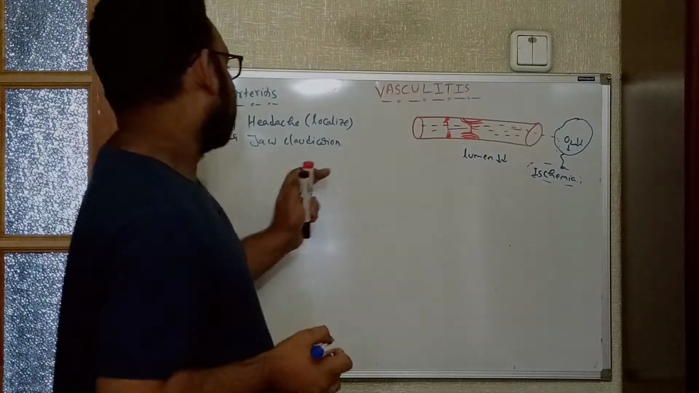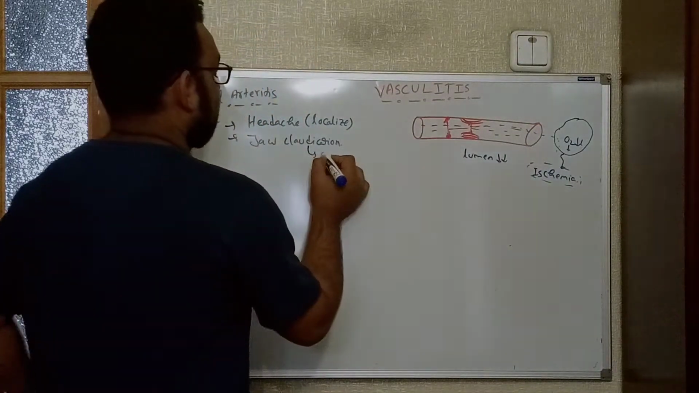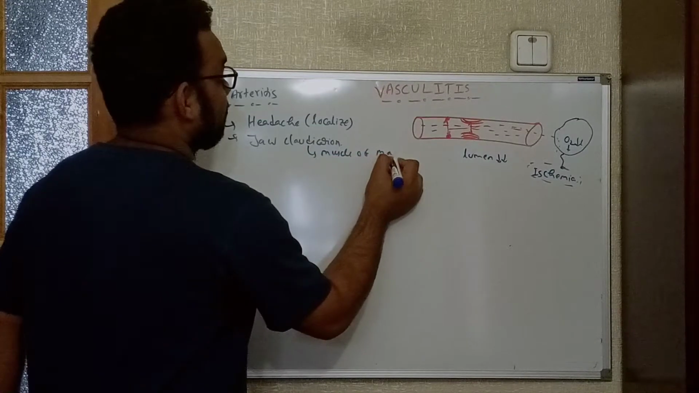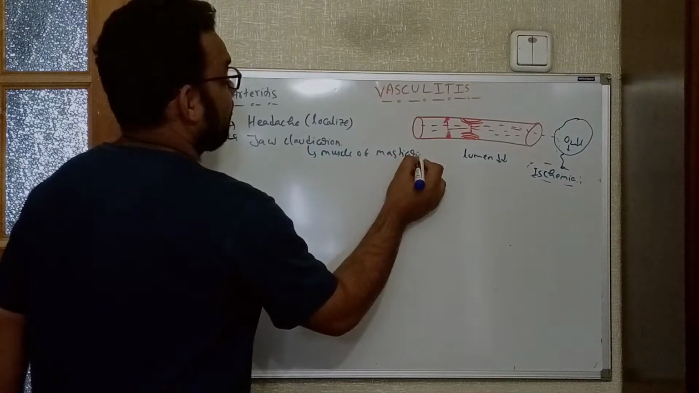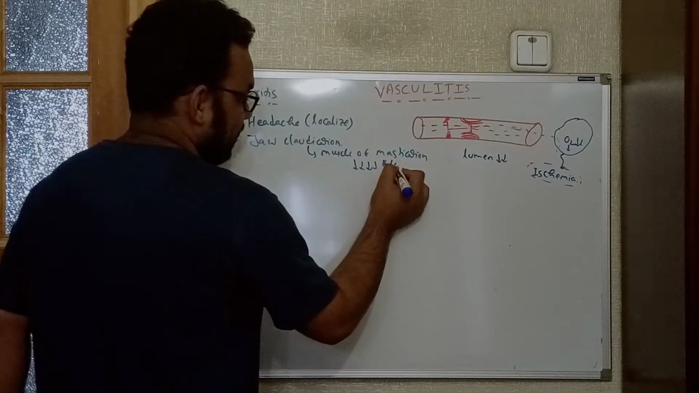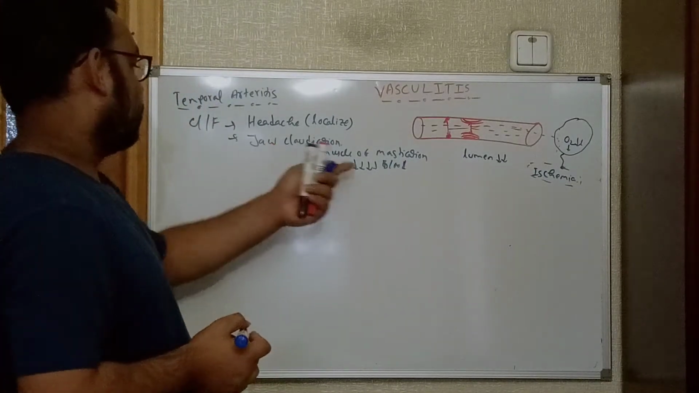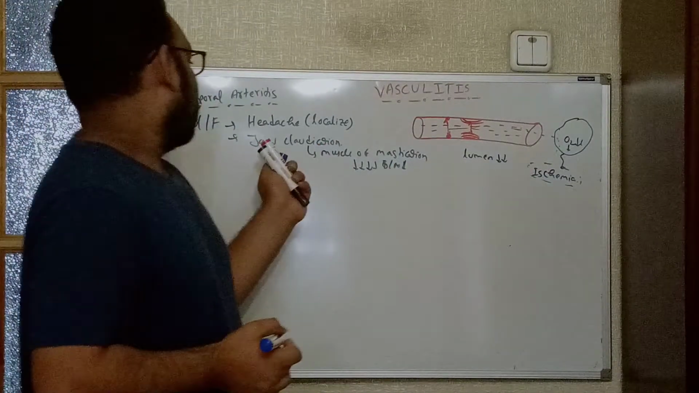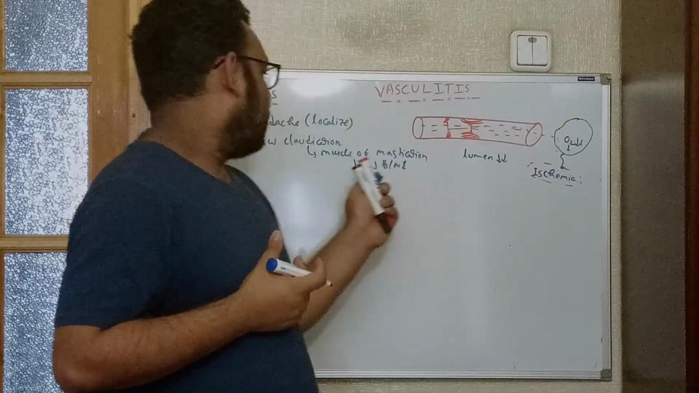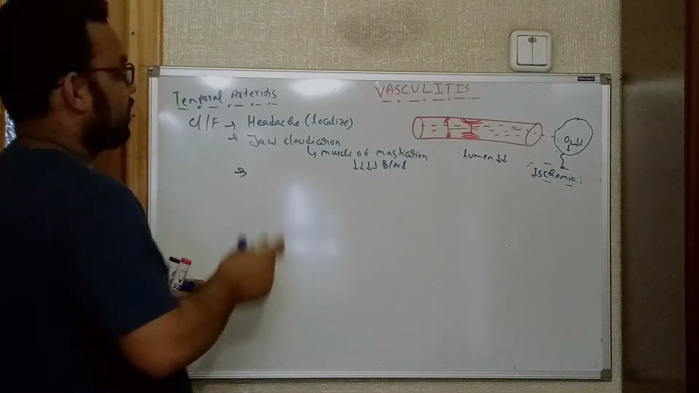Because we know that there are muscles of mastication in these regions. If they are not supplied enough, if the blood in these regions goes less, as a result these muscles will not be able to work properly. They will not be able to perform their activities. As a result we will see the jaw claudication. This is the problem.